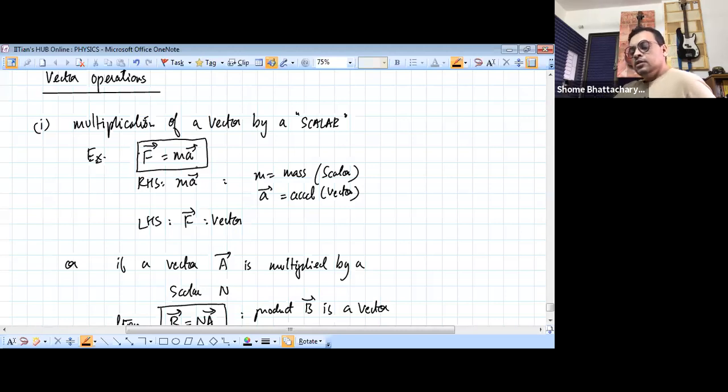So this is the first instance of an algebraic operation that we are learning involving vector quantities. When we multiply a vector with a scalar, this is how the operation looks. I've given an example of an actual physics equation, whereas in general, you multiply any vector A with any scalar quantity n, and you get a new vector quantity, let's say V, which is n times vector A.